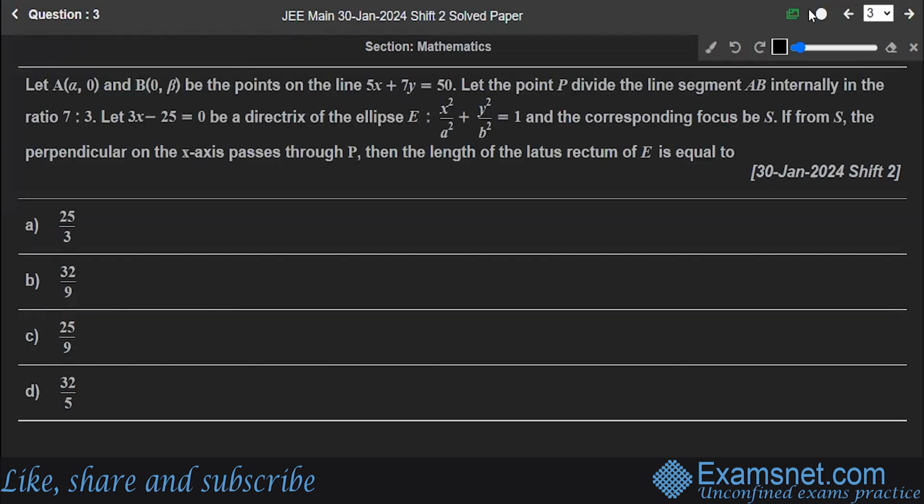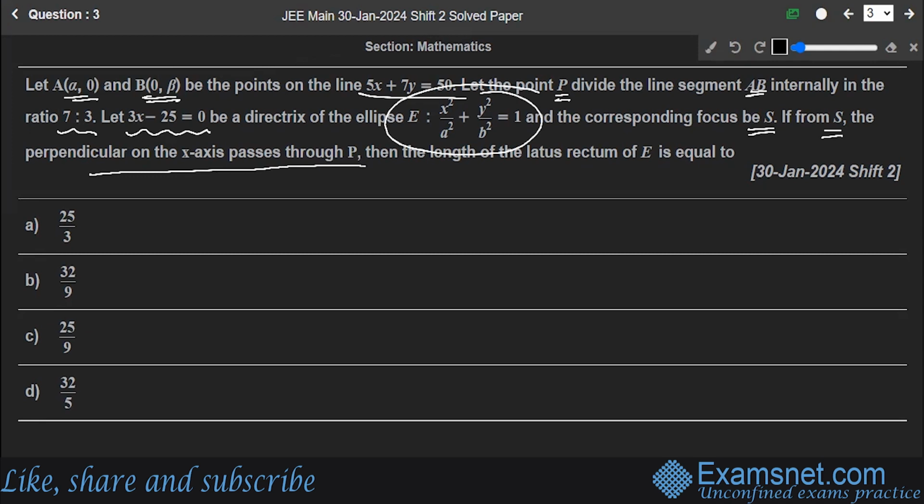Question number 3. Let A be the point alpha comma 0, B be the point 0 comma beta, and P be the point on this line. Let P divide the line segment AB internally in the ratio 7:3. Again, let this be the directrix for this ellipse and the corresponding focus be S. If the perpendicular from S on the x-axis passes through P, then what is the length of the latus rectum of the ellipse? So the question is very lengthy.